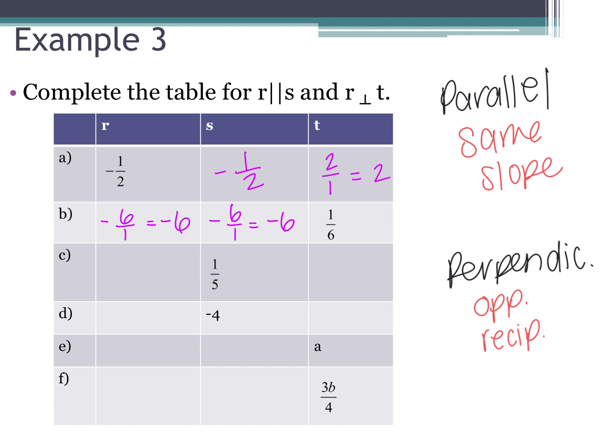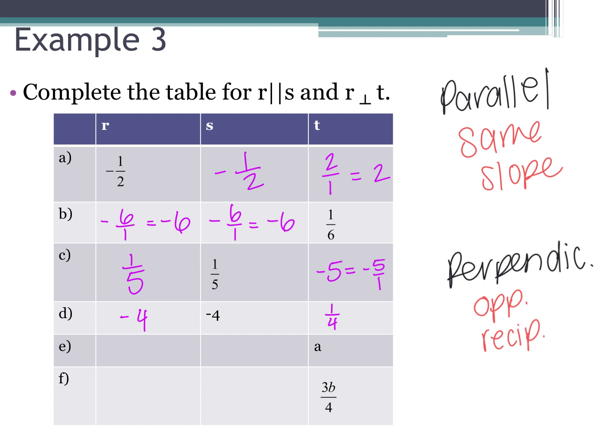All right, so looking at c, since we're kind of getting it, what should r be? 1 over 5. Good, because it's parallel. And if it's perpendicular to t, what should it be? Negative 5, or you could put negative 5 over 1, that's fine. All right, looking at D, if S is negative 4, what should R be? Negative 4. Good, it should be the same thing. And then what should it be if it's perpendicular? 1 over 4. Positive 1 over 4, good.